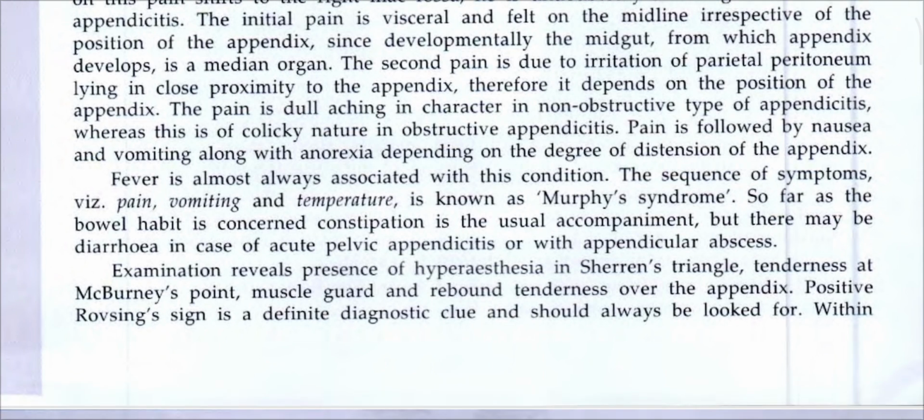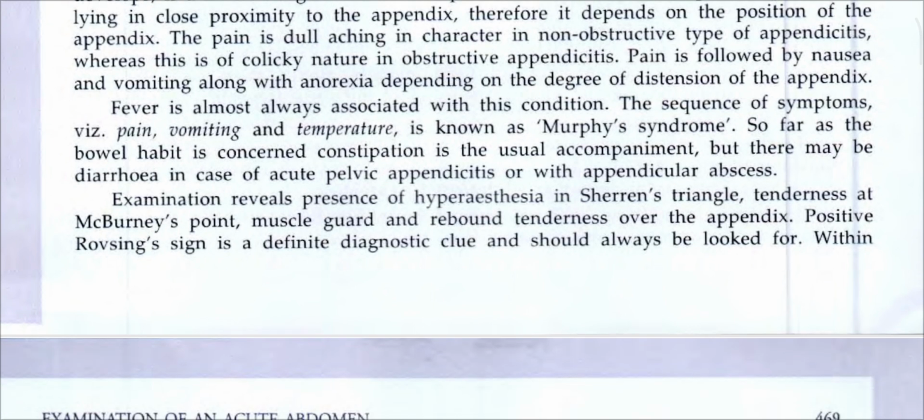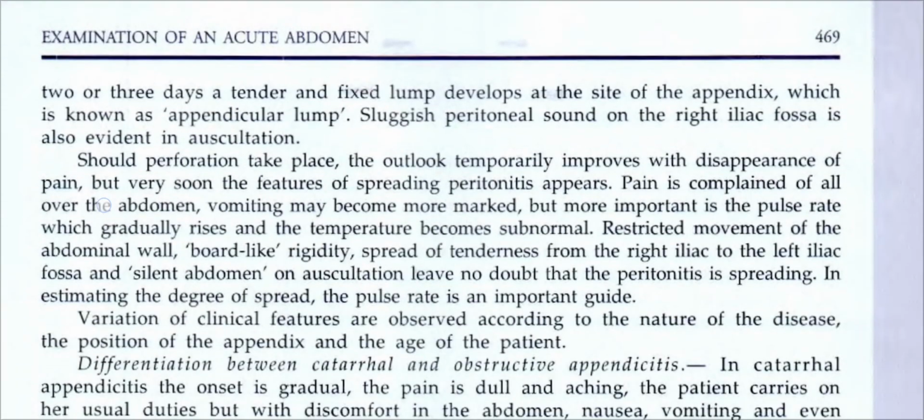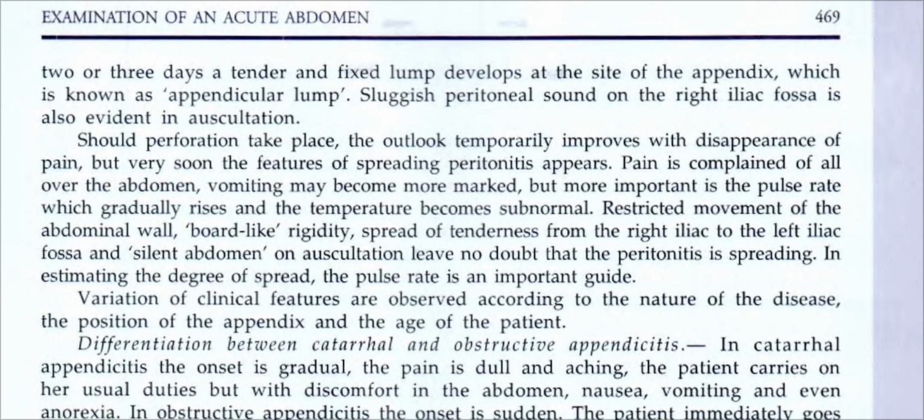So far as the bowel habits are concerned, constipation is usually present, but there may be diarrhea in case of acute pelvic appendicitis or with appendicular abscess. Examination reveals presence of hyperesthesia in Sherren's triangle, tenderness at McBurney's point, muscular guarding, and rebound tenderness over the appendix. Positive Rovsing's sign is a definite diagnostic clue and should always be looked for. Within 2 or 3 days, a tender and fixed lump develops at the site of the appendix, which is known as the appendicular lump. Sluggish peristaltic sound in the right iliac fossa is also evident on auscultation.